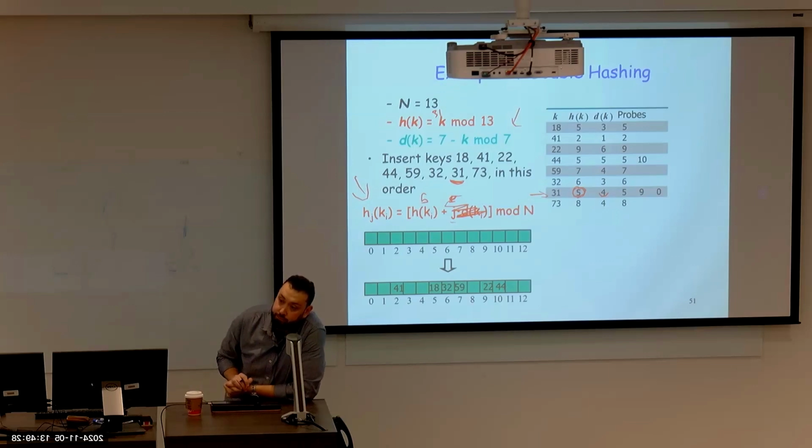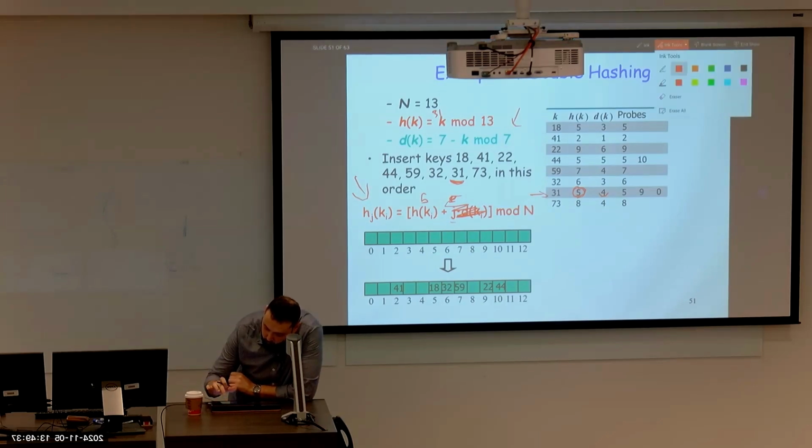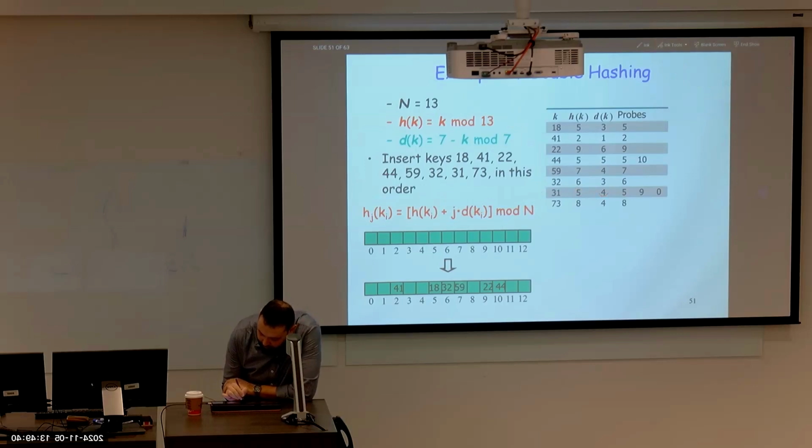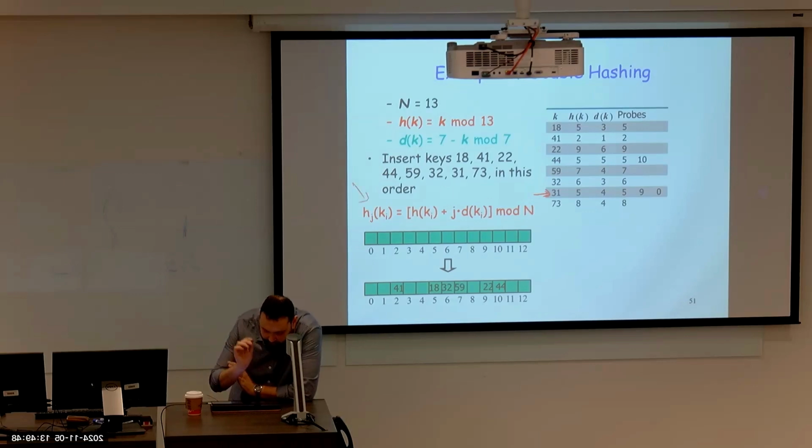But we have a collision with 18, right? No, it's 5. So let's do it slowly. I want to insert 31. I'm going to start right away from H0 here. If I have H0, J is what? 0. So I'm deleting all of this. That means my H0 is going to be HK. That's why I'm starting with HK alone the first time. So K mod 13 is what? It's 5. So 5 is occupied.